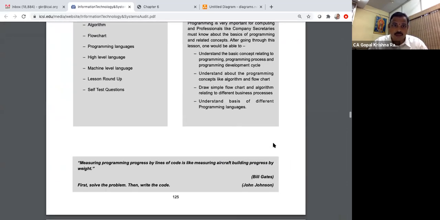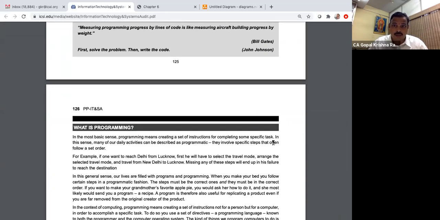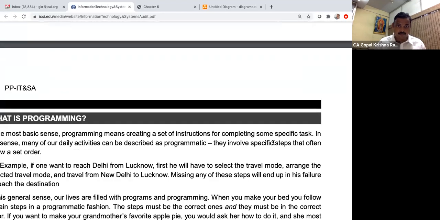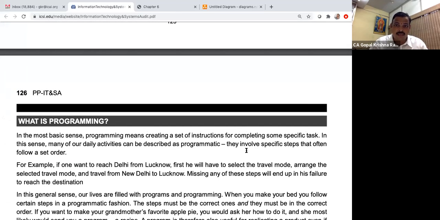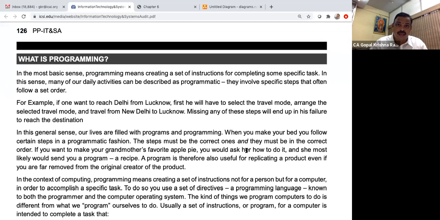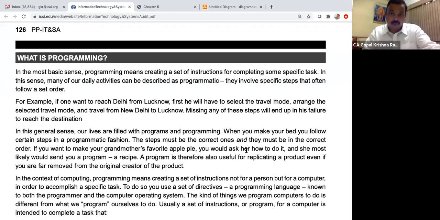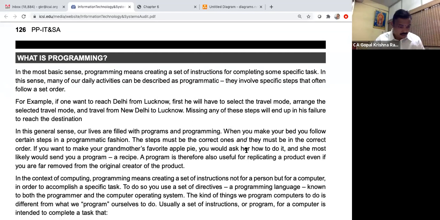So what is program? In your study material, page number 126, there is a paragraph called what is programming. So please pay your attention here. And I want everybody's attention to this one particular line. That's all, only this. So please be very clear.